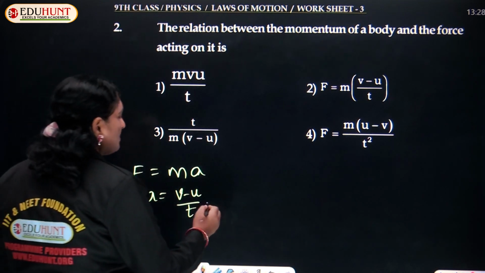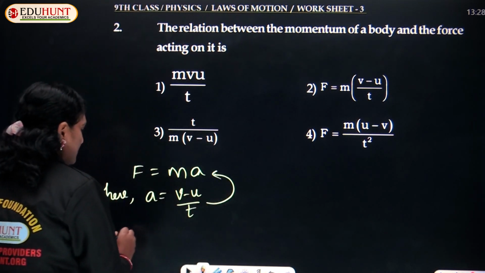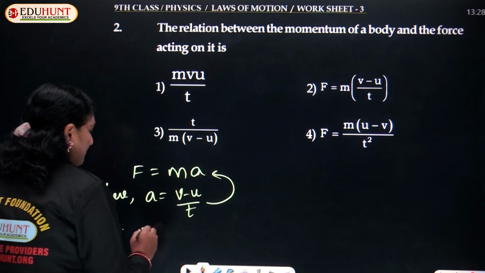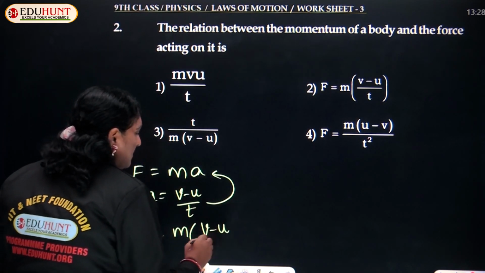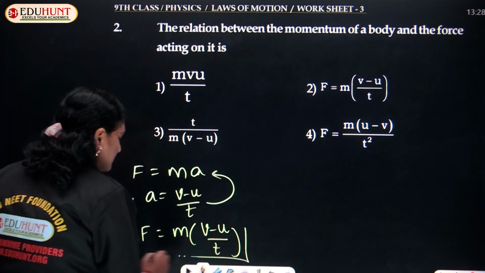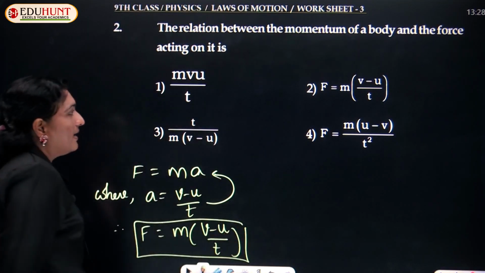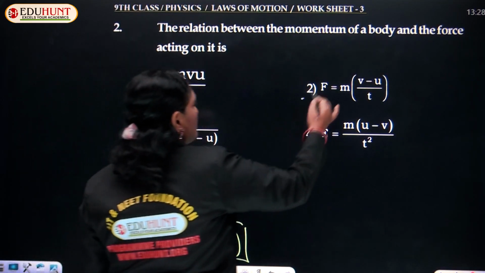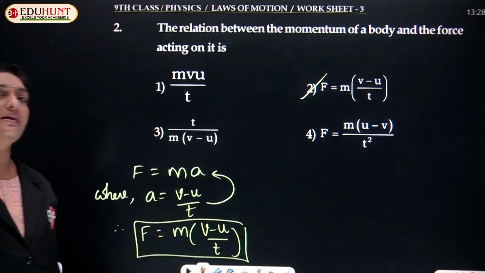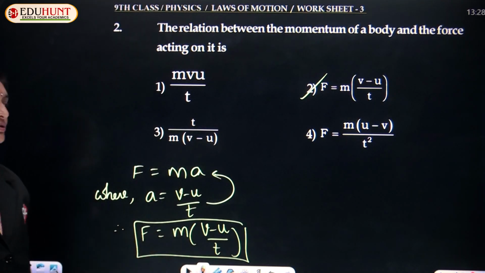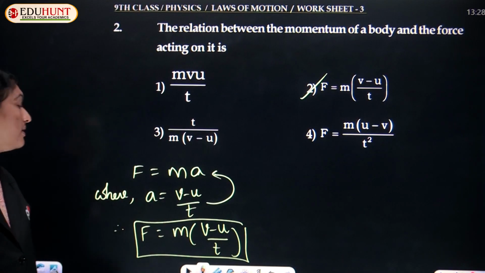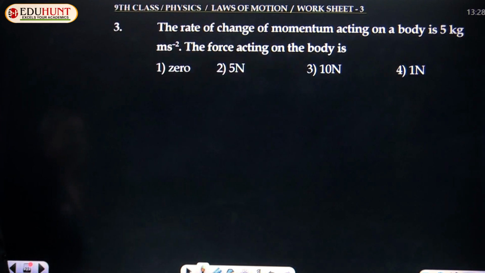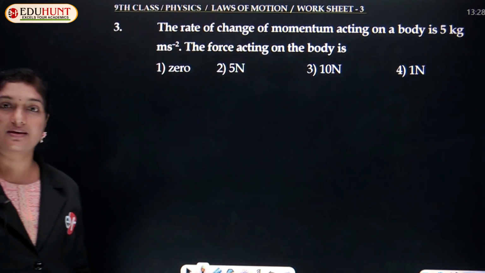So, substituting the value of a in the above equation, we have F equal to m times (v minus u) by t. So, where is the correct option, children? Here goes your correct one, that is F is equal to m times (v minus u) by t. Hence, the second option must be true. So, moving ahead with the next question, that is question number 3.